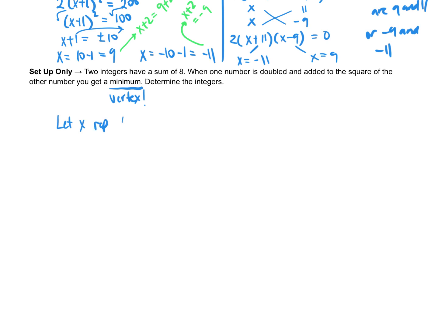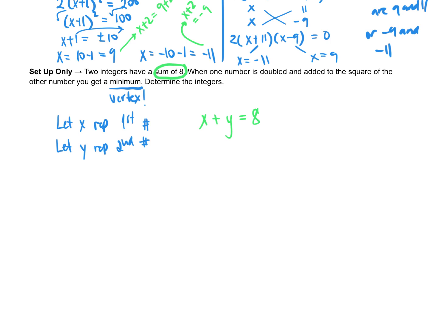Let x represent first number. Let y represent second number. And now I'm going to reread. Two integers have a sum of 8. My two integers are x and y. If I add them, I get 8. Definitely not quadratic. This is probably going to be a helper equation that helps me create a quadratic equation later on.